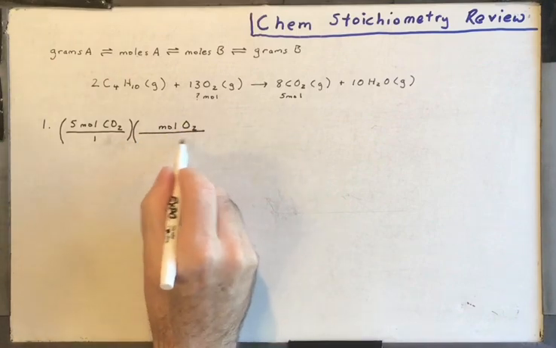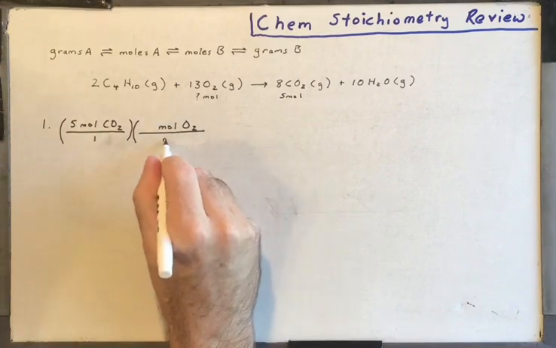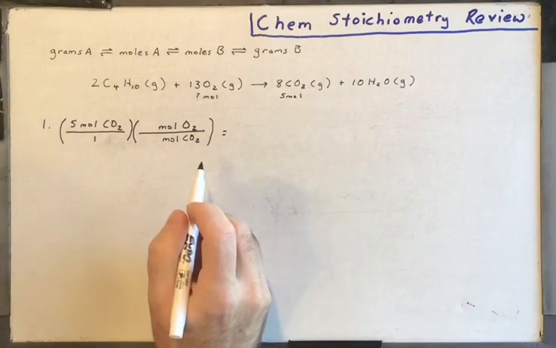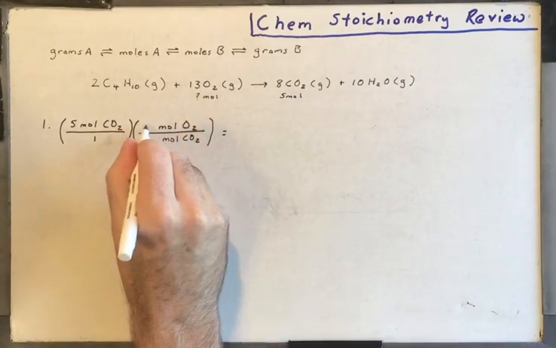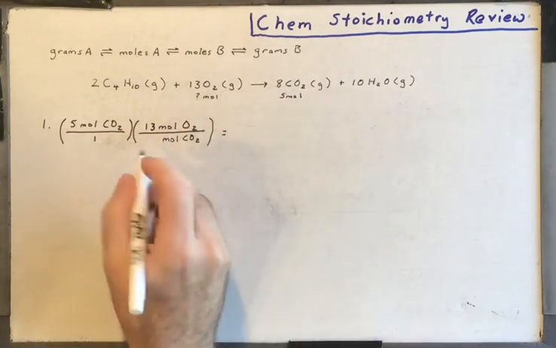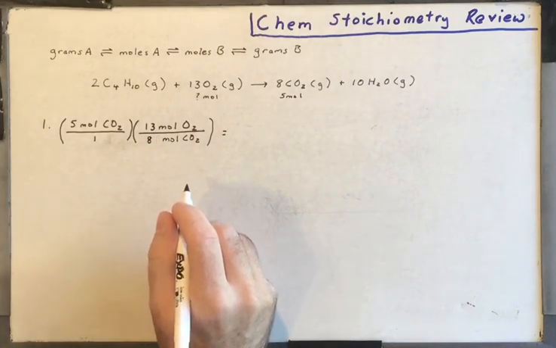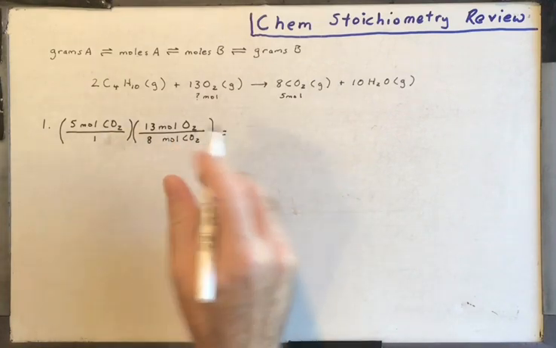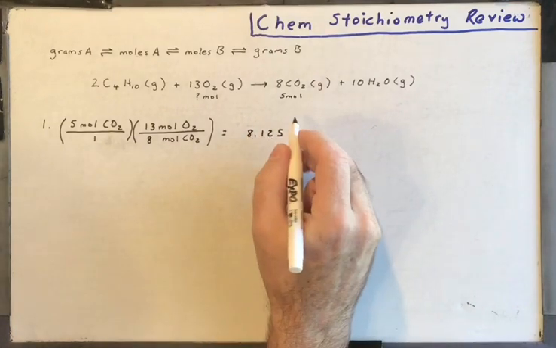All right, what do I put on the bottom? What unit? We'll go up and to the left. 1 parenthesis, moles of CO2. And where do I get my numbers? Well, they're the stoichiometric coefficients, the coefficients in the chemical equation. So there are 13 moles of O2 used up per 8 moles of CO2 that are made. All right, so in your calculator, you'll do 5 times 13, divide that number by 8, and you'll get 8.125 moles of O2.